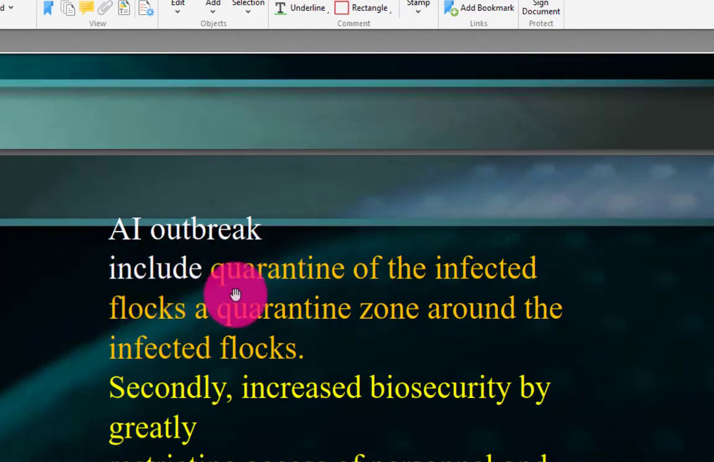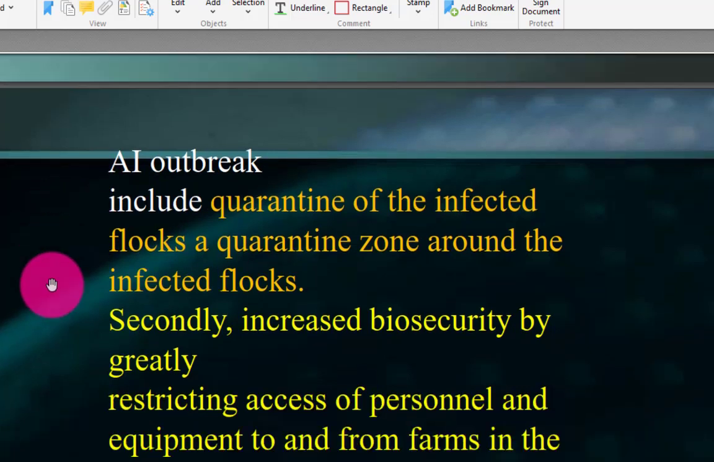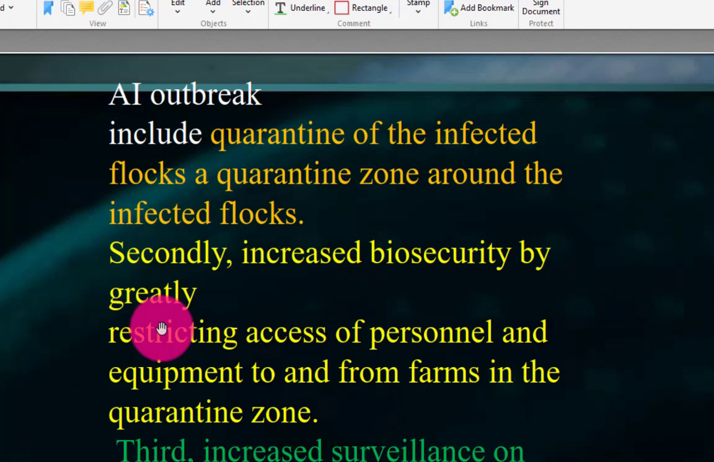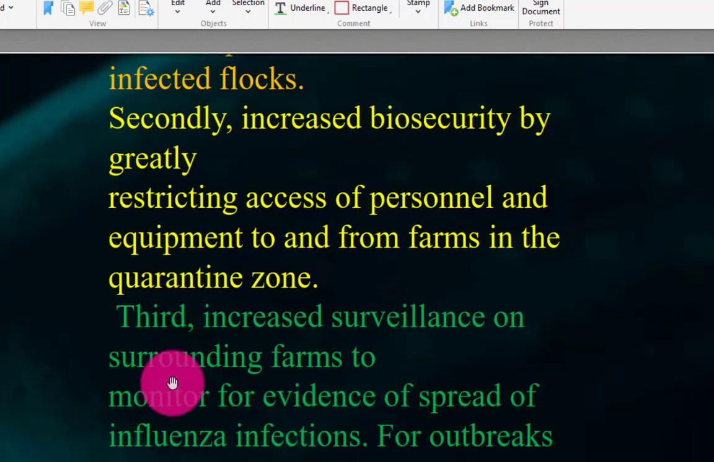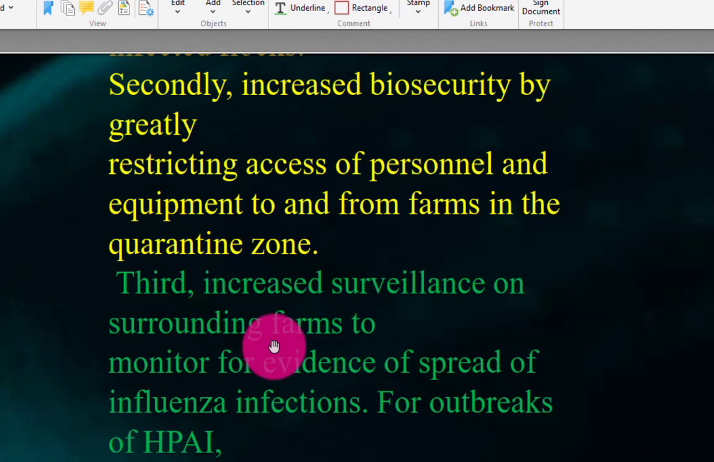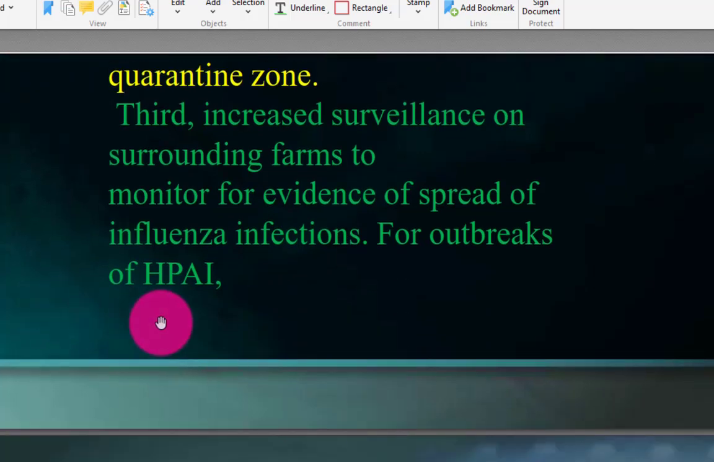Control measures for an AI outbreak include quarantine of the infected flock, and a quarantine zone around the infected flocks. Secondly, increase biosecurity by greatly restricting access of personnel and equipment to and from farms in the quarantine zone. Third, increased surveillance on the surrounding farms to monitor for evidence of spread of influenza infection for outbreaks of highly pathogenic avian influenza.